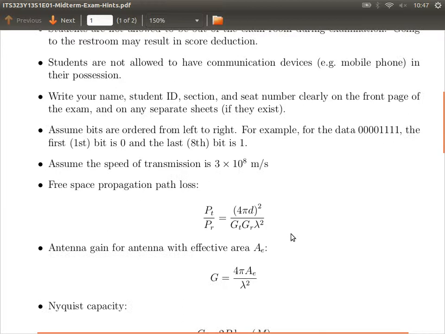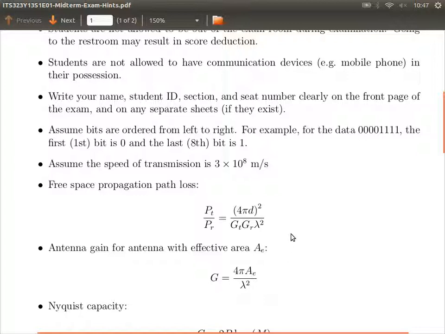Some non-standard things. If I present a sequence of bits, like these 8 bits here, and I talk about the first bit, then I mean the leftmost bit. So the first bit of this sequence is 0, the last bit, or the 8th bit, is 1. Just read from left to right, to avoid any confusion in terms of significant bits.